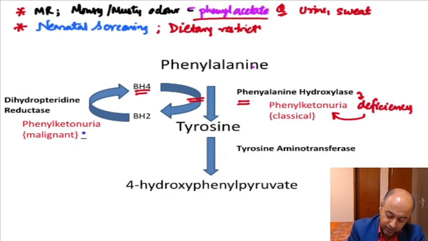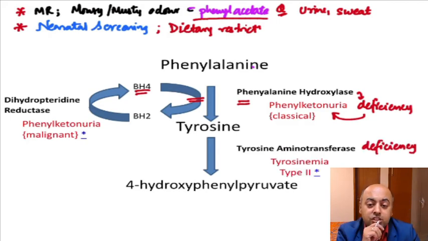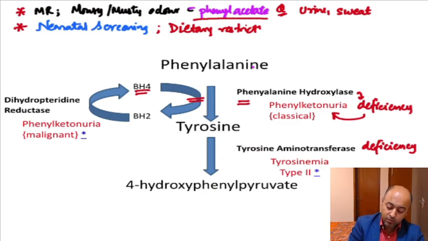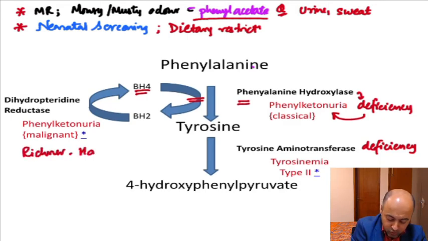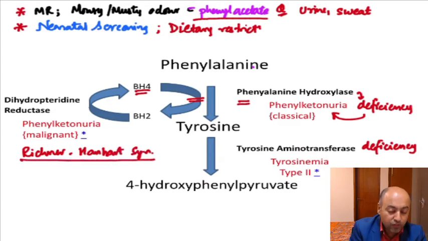If there is deficiency of the enzyme tyrosine aminotransferase, we get the condition known as tyrosinemia type 2, also known as the Richner-Hanhart syndrome. So if you see the term Richner-Hanhart syndrome, immediately you have to think, okay, we are now talking about tyrosinemia type 2.